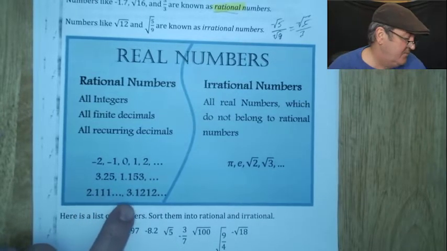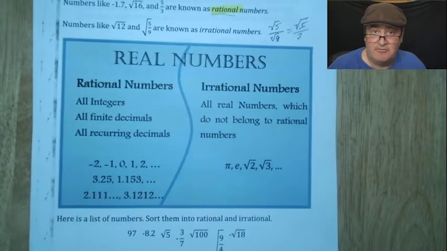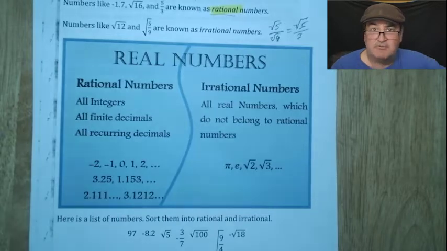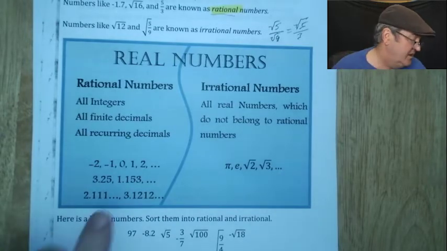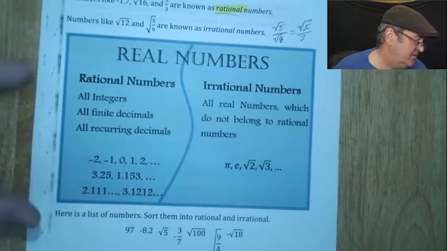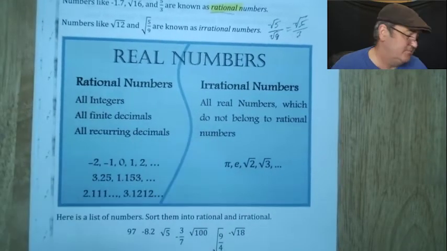2.1111 repeating. 3.121212, even the repeating. So, you know, there's some fractions that get to the 41st decimal and start repeating. So some of those can kind of fool you. But generally you can see a repeating pattern pretty early. Those are all rational.